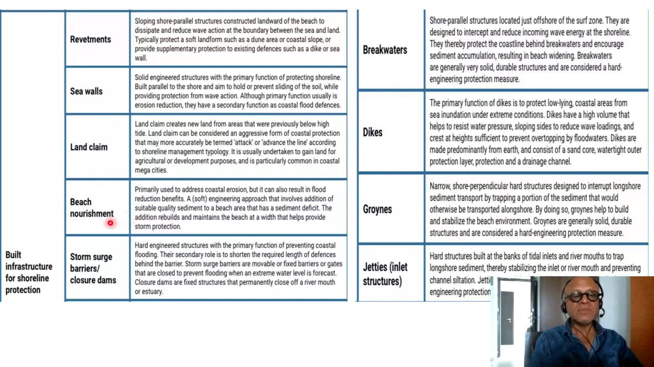Beach nourishment is primarily used to address coastal erosion, but it can also lead to flood reduction co-benefits. It is a soft engineering approach that involves addition of suitable quality sediment to a beach area that has a sediment deficit. This can be supremely expensive. Counties like Santa Barbara, I think Santa Barbara is doing it, but it's a rich community, so this really can cost a lot of money.